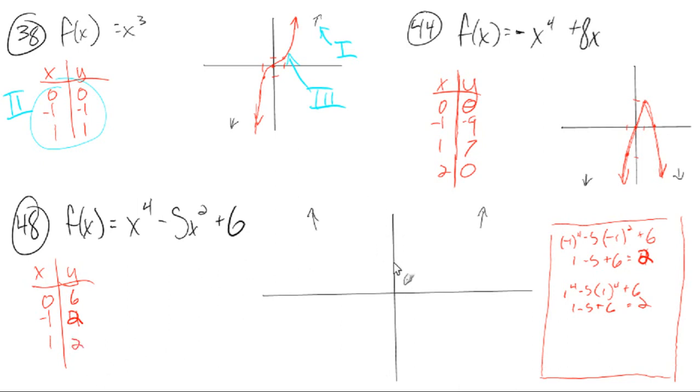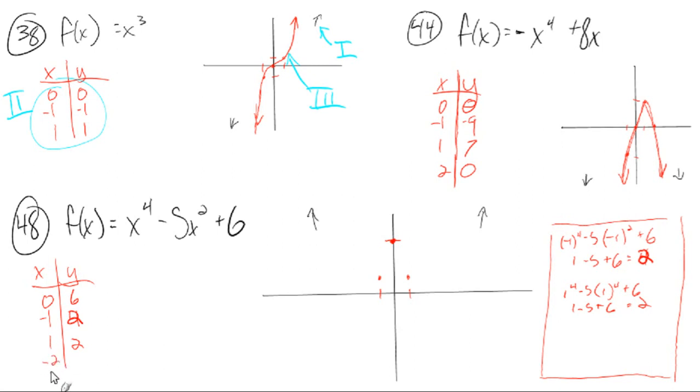Alright, let's see what we got going on here. 0, 6. Let's put a point there. Negative 1, 2, so roughly there. And 1, 2, roughly there. So if I had just plotted these 3 points, it would look like this graph should go down, right? But it shouldn't. It should go back up. So let's just plot some more points, one over here and one over here, to kind of see what this graph is coming back and looking like.